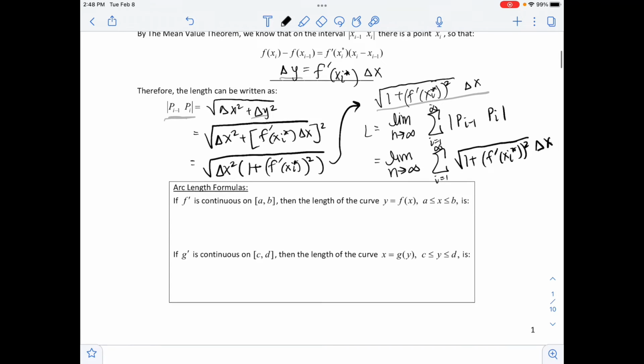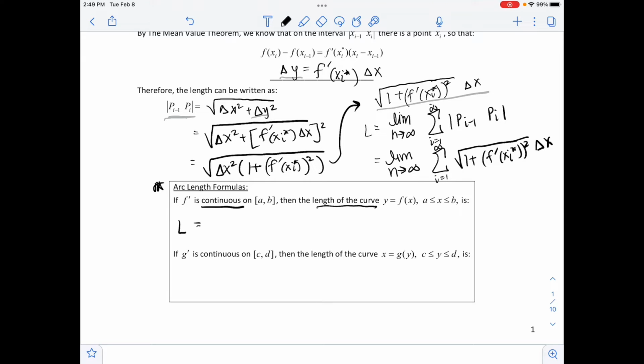So using this, we have arc length formulas right below, and it says if f prime is continuous on the interval from a to b, then the length of the curve y equals f of x on the interval from a to b is going to be defined as L equals, and rather than having the limit of the sum, we're going to rewrite this as an integral, since we're dealing with a continuous function here, from a to b of the square root of 1 plus f prime of x squared dx. And again, arriving at that from the formula that we just derived.